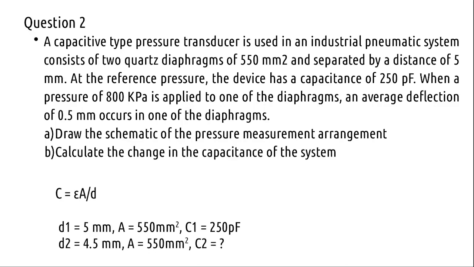Second case, this is the dimension. d2 is 4.5, so 0.5 millimeter. We'll just take the average deflection; for simplicity's sake, we'll just say it is reducing. Overall, average is 4.5 millimeters. So our question is to find C2. Area you can neglect, area is same. Then in terms of C1 and C2, what will be the expression? C2 in terms of C1.